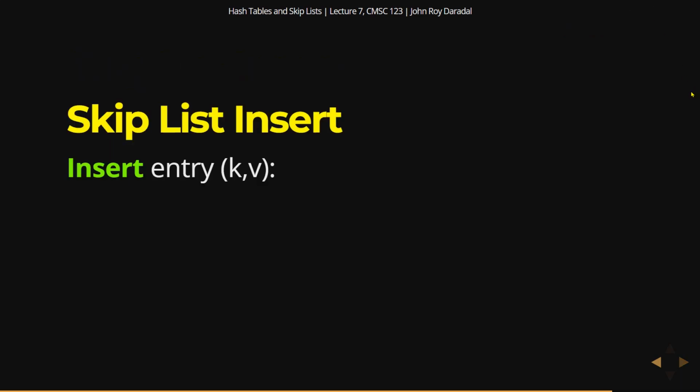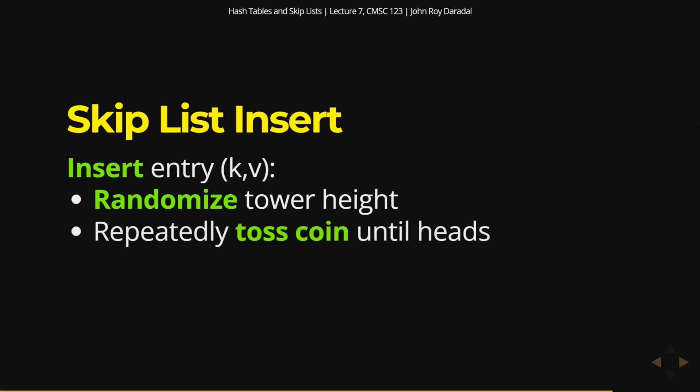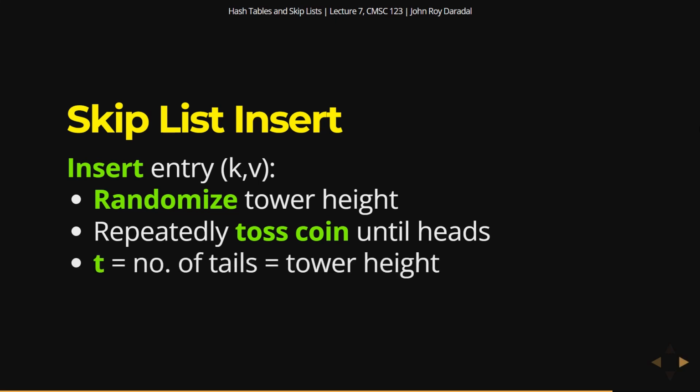Formally, these are the steps. To insert entry KV, we will need to randomize the tower height. We mentioned earlier that the heights should be random, right? So we'll repeatedly toss a coin until we get a heads. We'll denote with the letter T the number of tails that we got, and that will become the tower height of the entry that we're building. So T for tails and tower height.